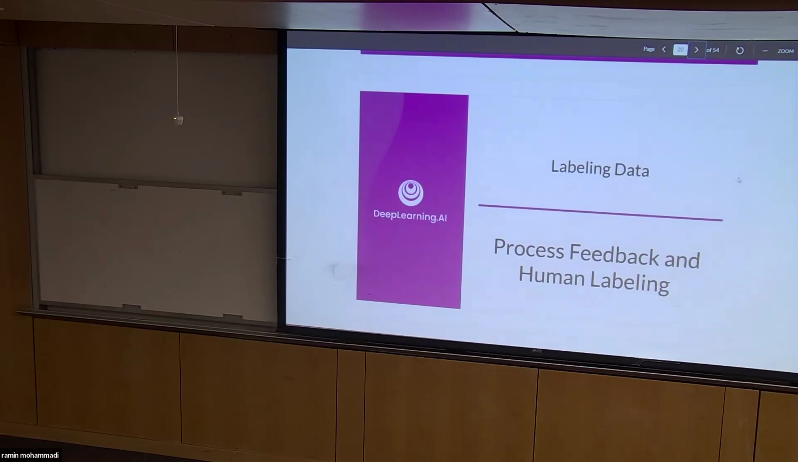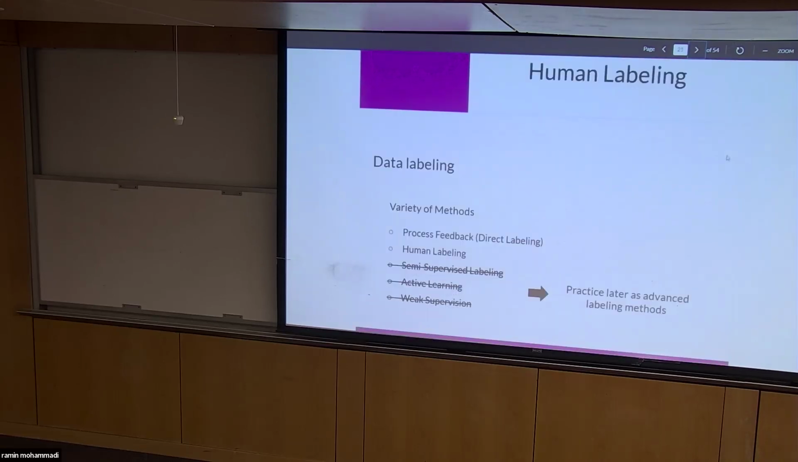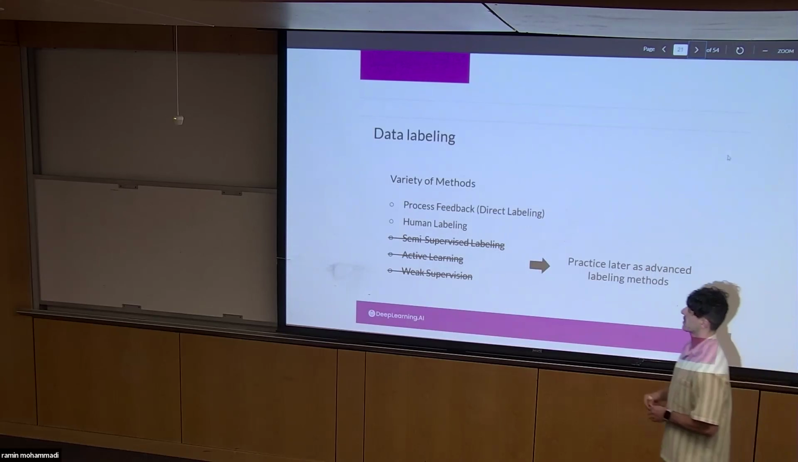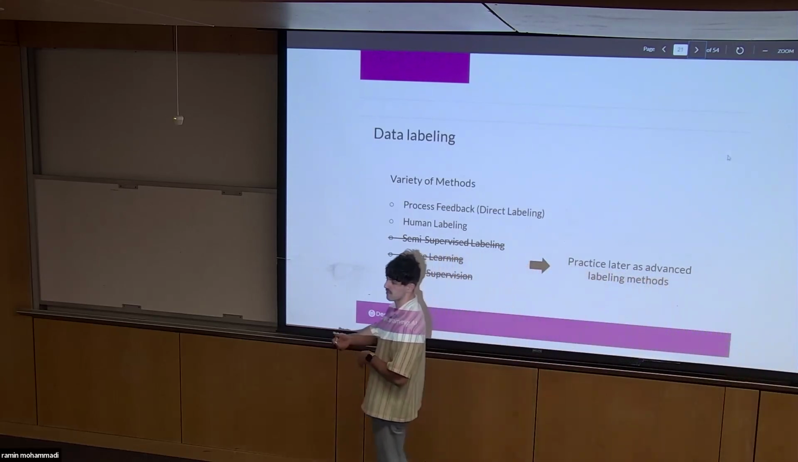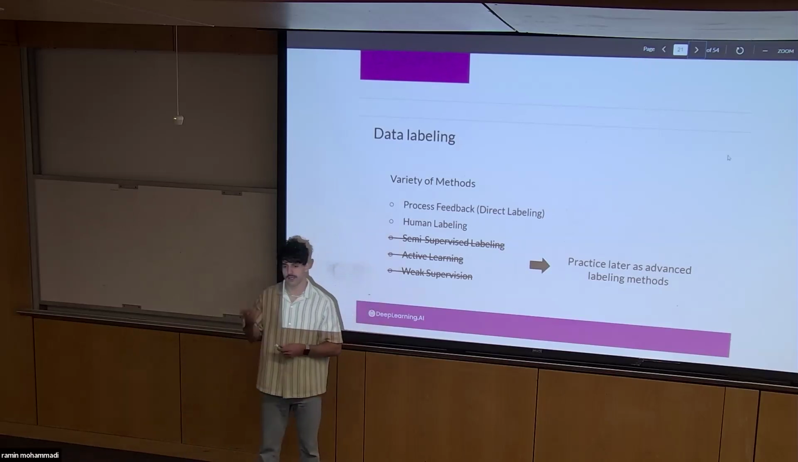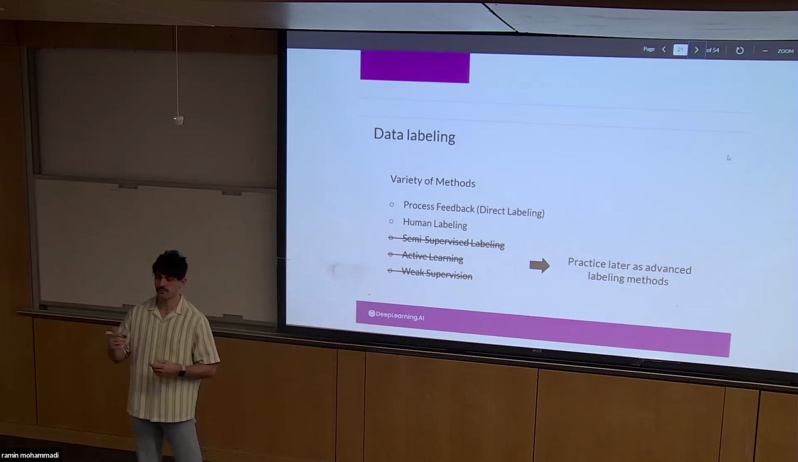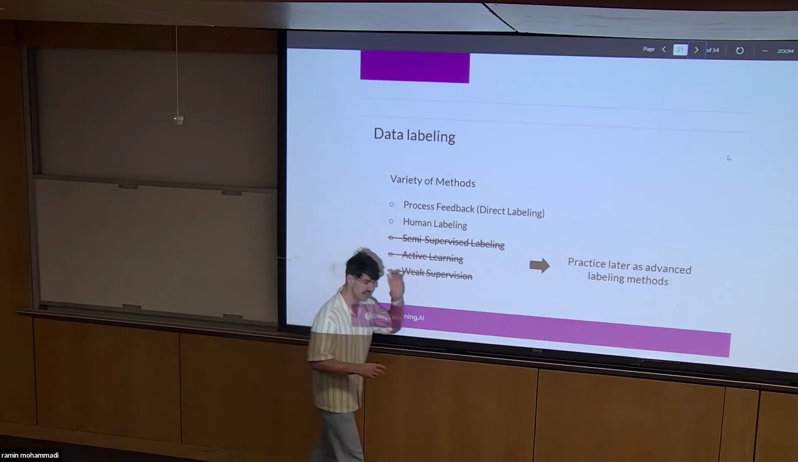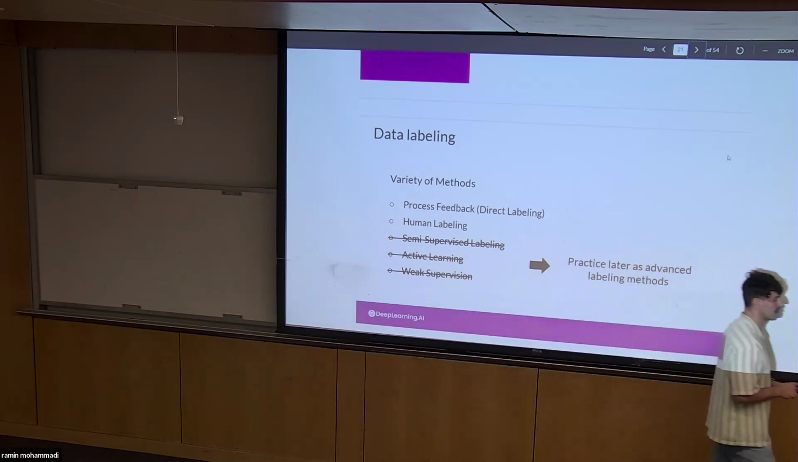Now let's talk about process feedback and human labeling first. When you want to label data, there are different methods that you can use. One of them is process feedback, as your friend says, some sort of direct labeling. You give the user an answer, and if they like it or not, you collect that feedback as your label. Or you use human labeling: you hire raters and pay some company, or do the hiring yourself, to label the data. Then there are more advanced techniques: semi-supervised labeling, active learning, and weak supervision. We will have those later. First, we will focus on the top two.